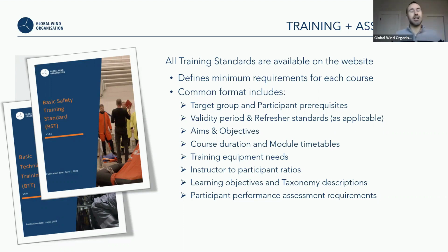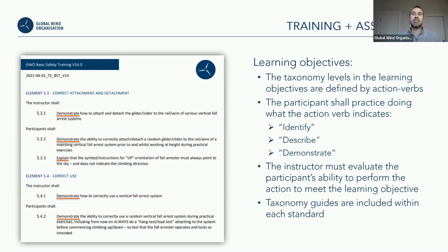A few things I want to highlight on the standards, because we have a lot of standards. I'm not going to go into detail on the BST standard or the BTT standard. But what I want to highlight is learning objectives. Every one of these standards is built around the concept of learning objectives. You're not going to find a canned course in the GWO system. What you're going to find is a list of learning objectives that you have to meet as you're building a training program. It uses action verbs like identify, describe, demonstrate. This is the wording that's telling you what level of performance the participant has to have.